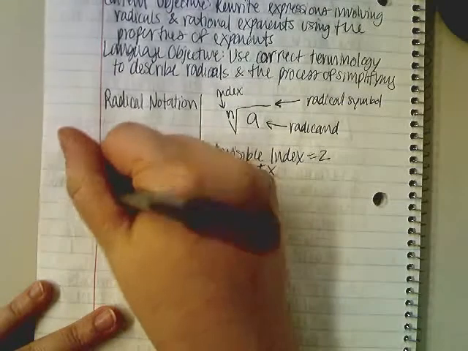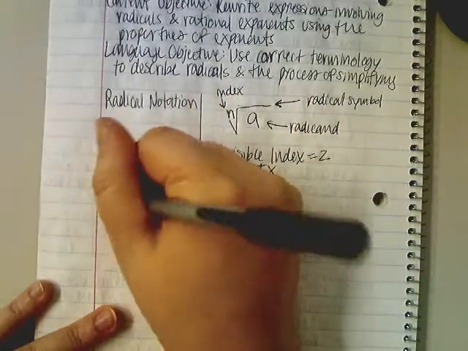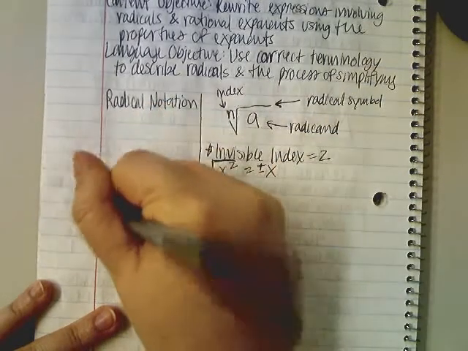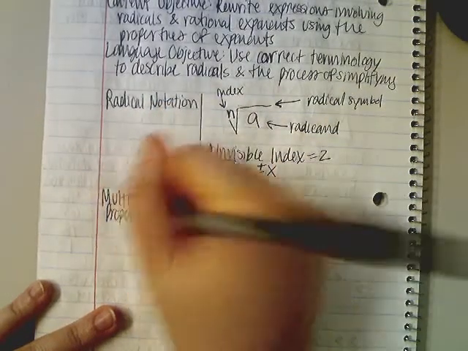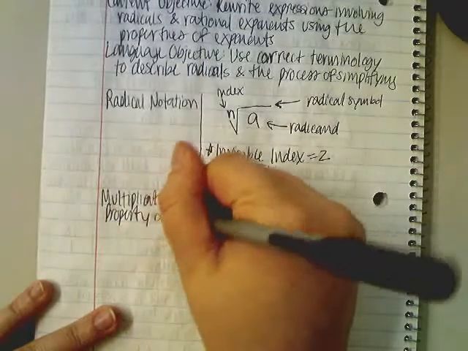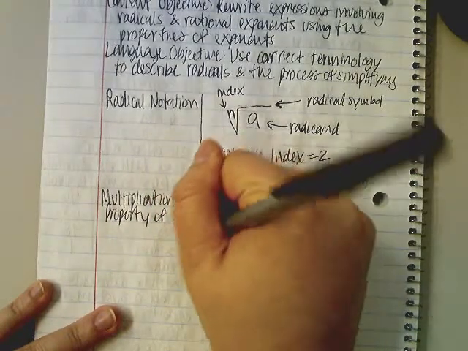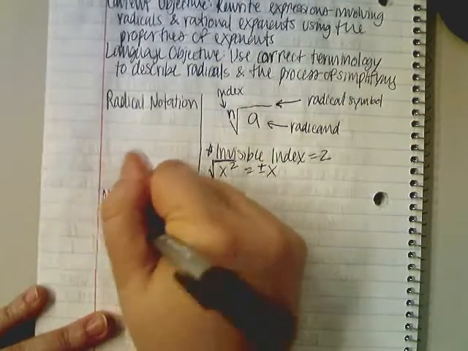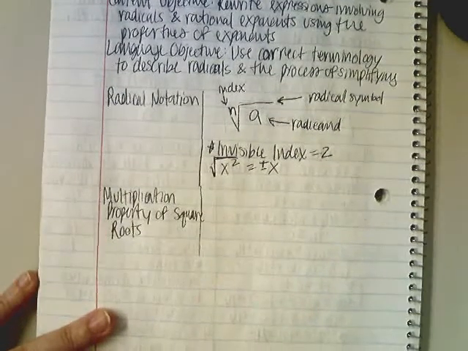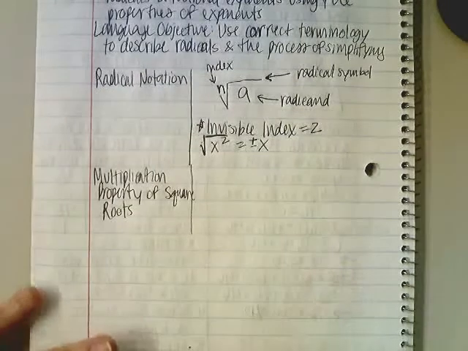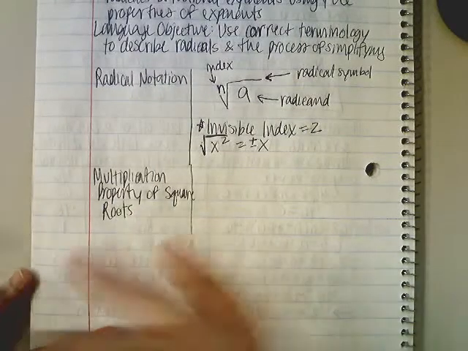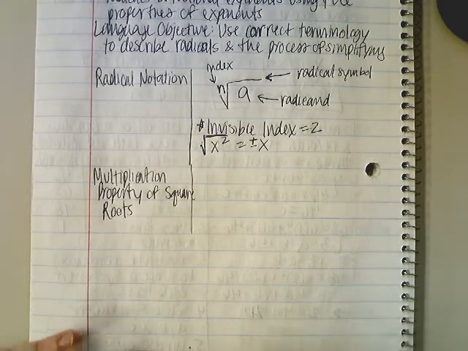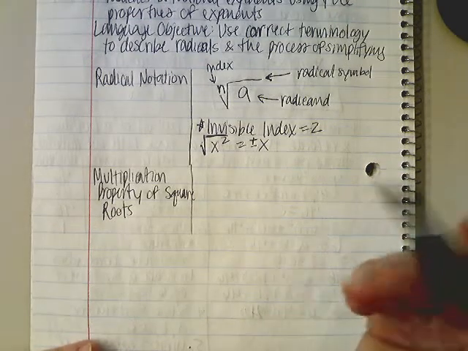We're first going to go over the multiplication property of square roots, because this is going to come up as we continue working with quadratics. Since we're working with squares, we're going to end up using square roots to solve. So we're going to review that so that we can properly solve different quadratic expressions and equations.